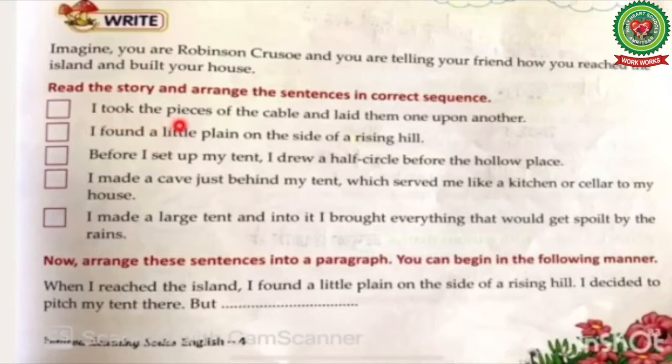I took the pieces of the cable and laid them one upon another. I found a little plain on the side of a rising hill. Before I set up my tent, I drew a half circle before the hollow place. I made a cave just behind my tent, which served me like a kitchen or cellar to my house. I made a large tent into it. I brought everything that would get spoilt by the rains.